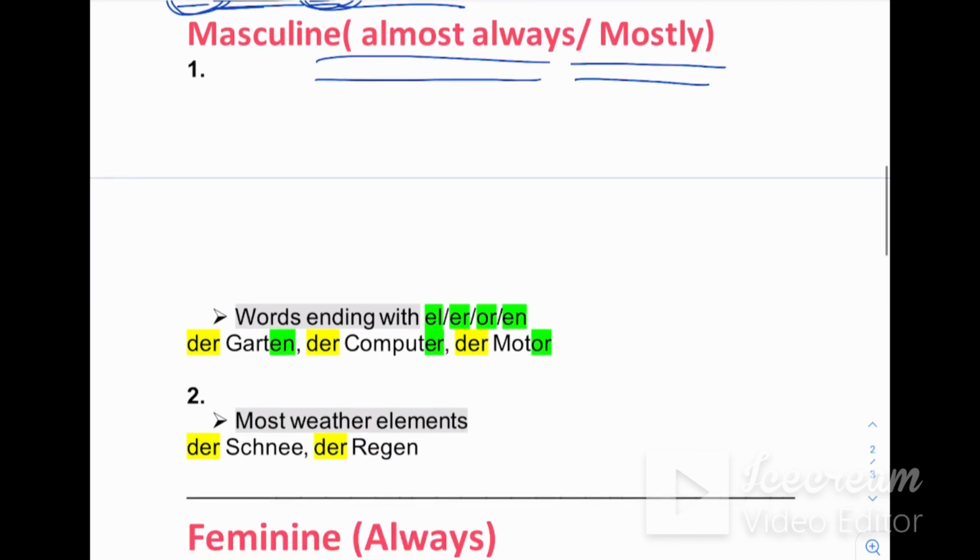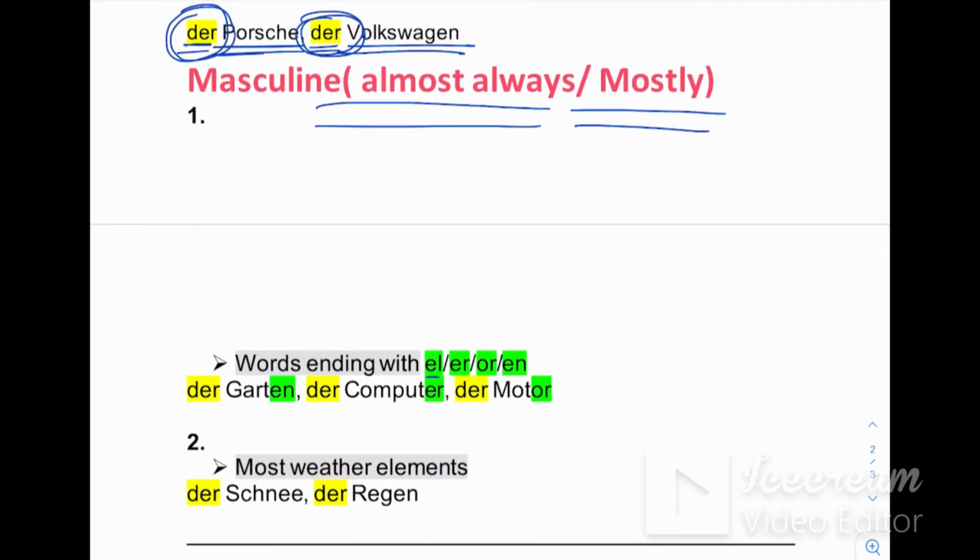Let's see, words ending with el, er, or, en take the masculine article. Der Garten, again en ending, that's why der. Der Computer, er ending, that's why der. Der Motor, again or ending, so der.